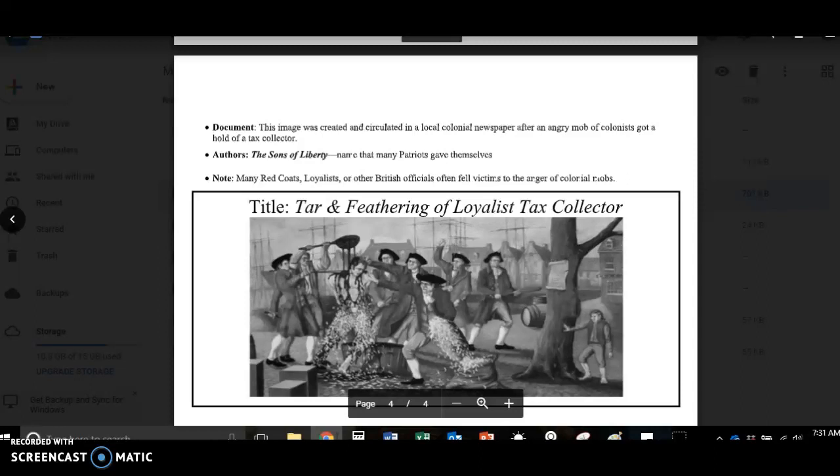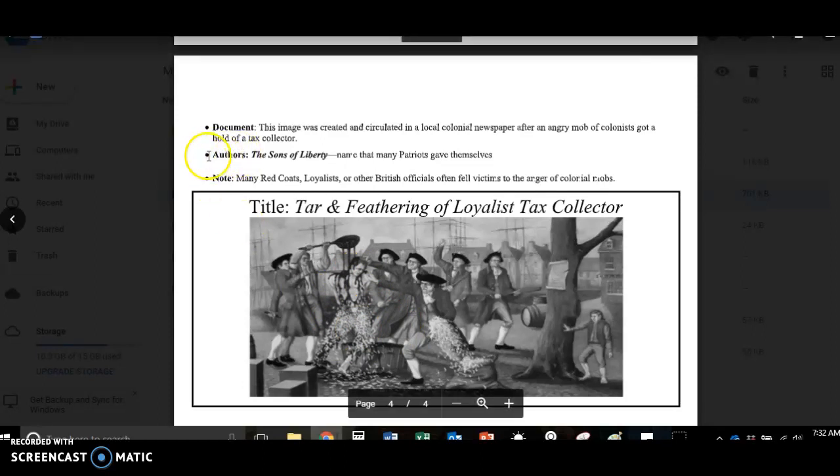All right, so for document D, according to the information at the top, this document was created and circulated in a local colonial newspaper. So this is an image that the colonists basically created and put into their newspapers and were basically passing around throughout all of the different cities and homes in the 13 British colonies. If we take a look, it is a circulated image basically showing an angry mob of colonists who got a hold of a tax collector. So it looks like we can see the angry colonists here and our tax collector here in the center.